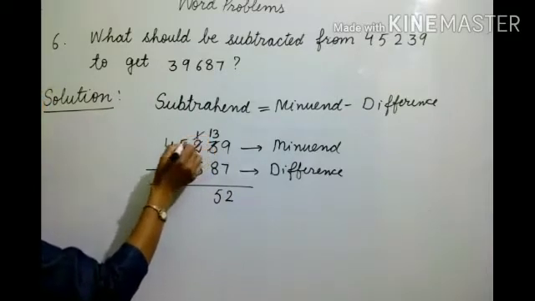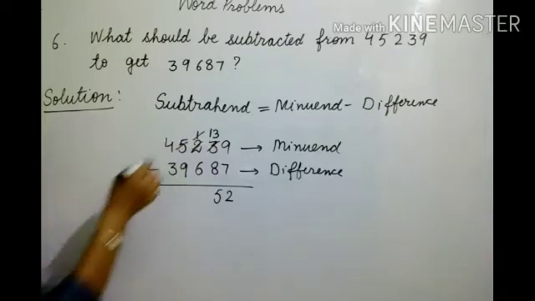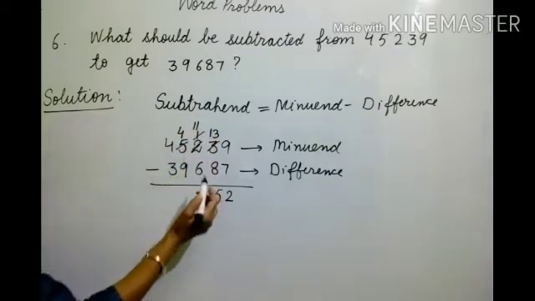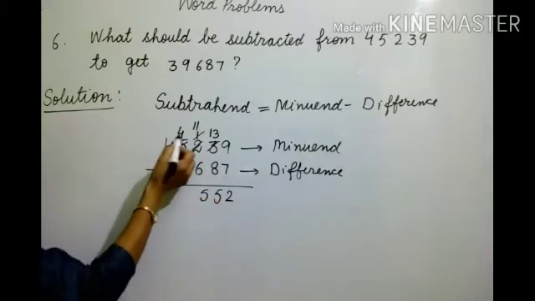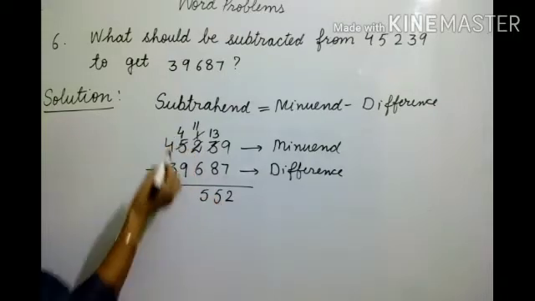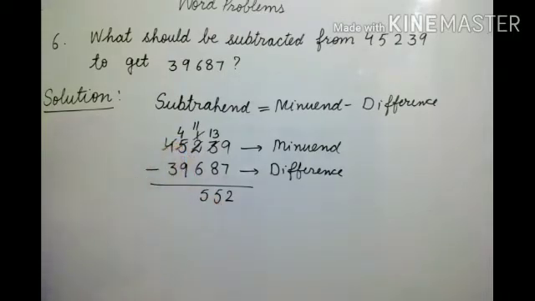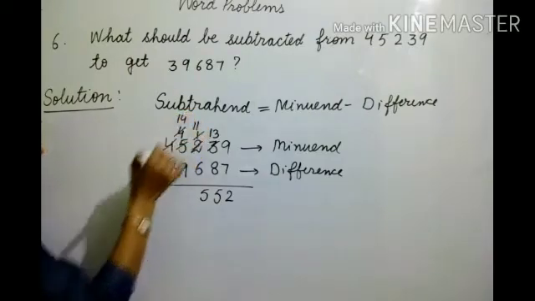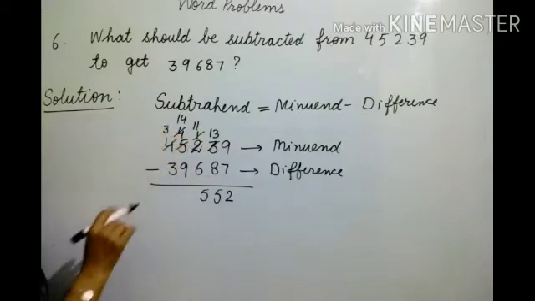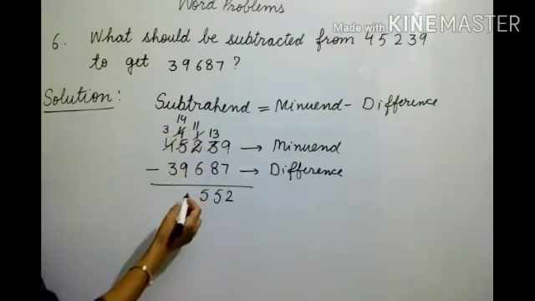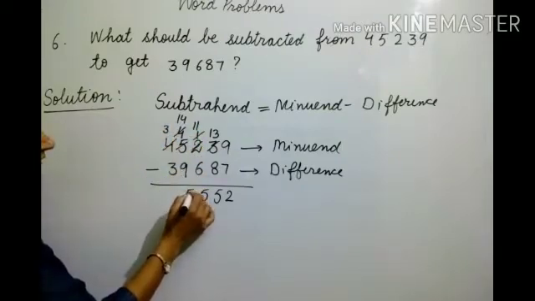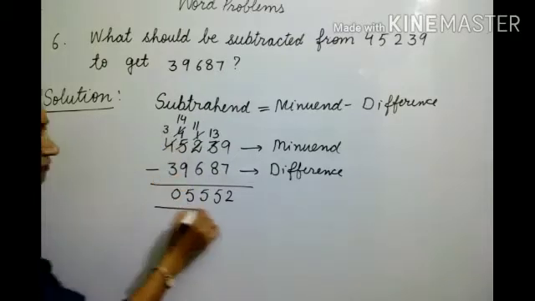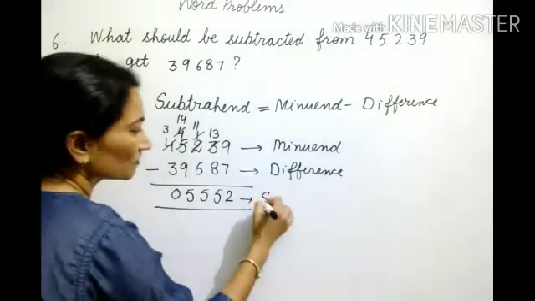Again we need to take borrow as 1 is smaller than 6. Here left 4. Here becomes 11. 11 minus 6. 5. 4 minus 9. Again 4 is smaller than 9. So we take borrow. 14 becomes, and here left 3. 14 minus 9. 5. 3 minus 3. 0. That is our subtrahend.